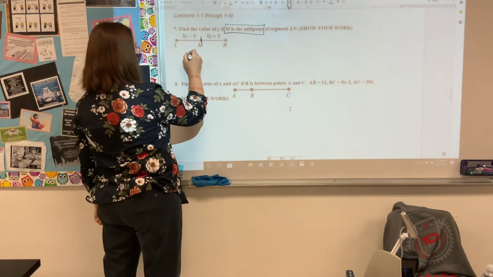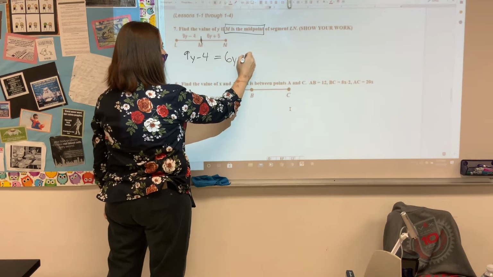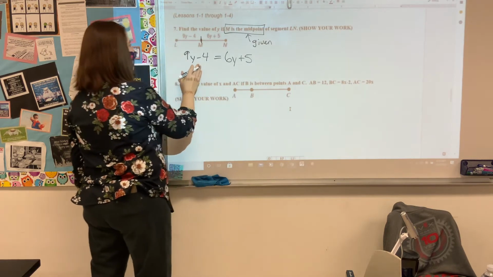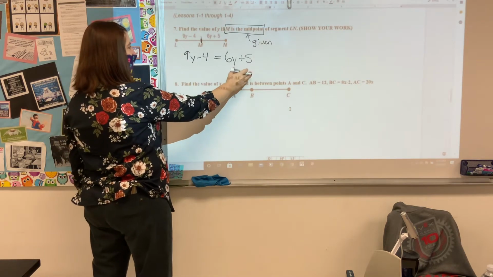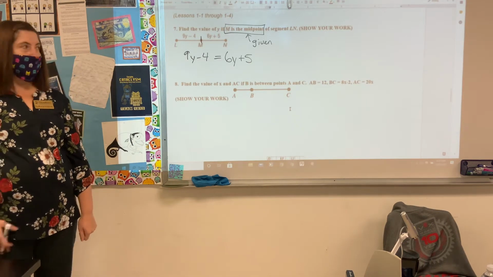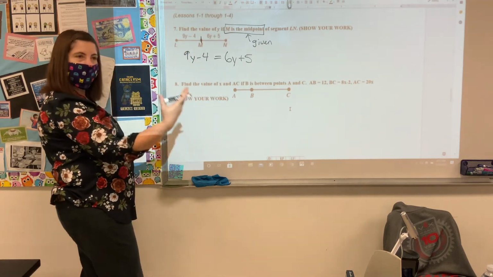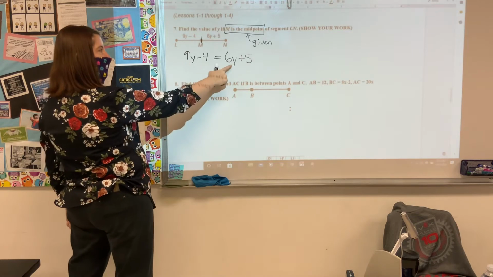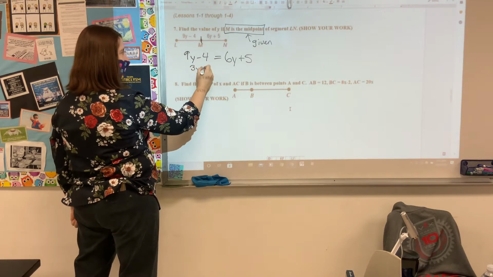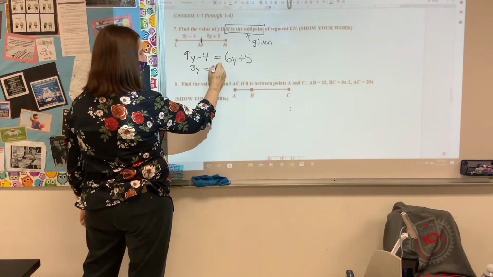So now I know, okay, since this is given, 9y minus 4 equals 6y plus 5. Can I solve for that? Okay. Get the y's on one side. I tend to try to keep something positive. So I'm going to subtract 6y from the 9y and get 3y. Add 4 on this side. Add 4 to this side.